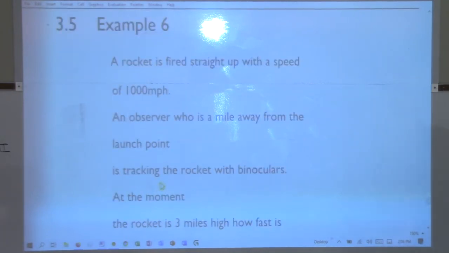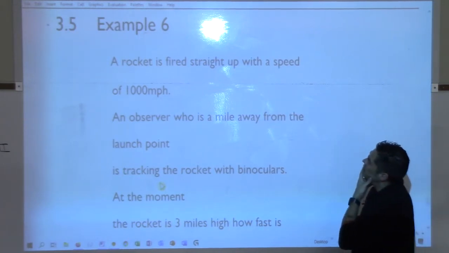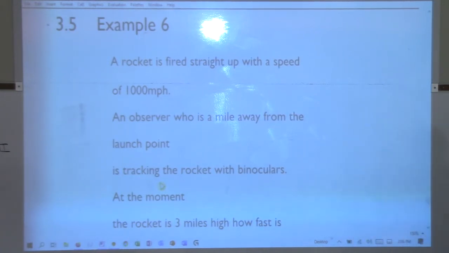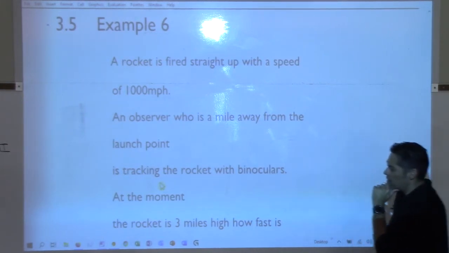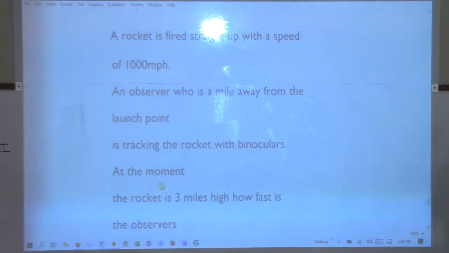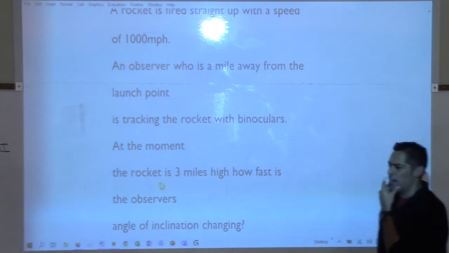A rocket is fired straight up with a speed of 1,000 miles per hour. An observer who is a mile away from the launch point is tracking the rocket with binoculars. At the moment the rocket is 3 miles high, how fast is the observer's angle of inclination changing?